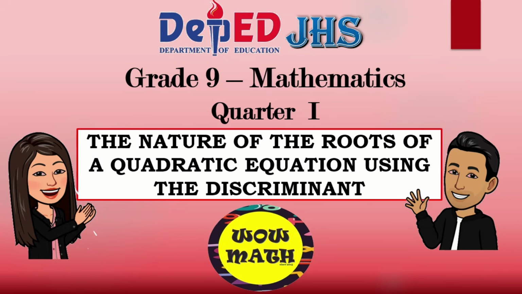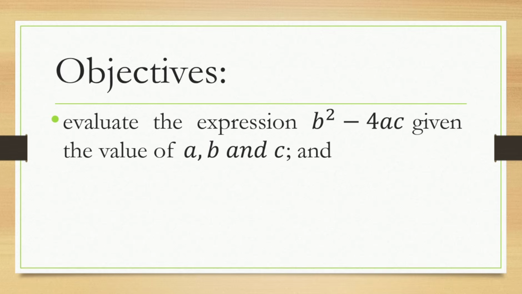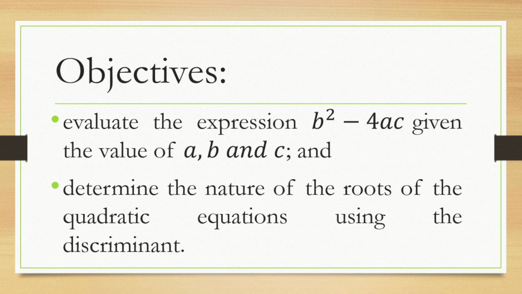In this video, we will discuss how to evaluate the expression b squared minus 4ac given the values of a, b, and c. And also, we will determine the nature of the roots of quadratic equations using the discriminant.